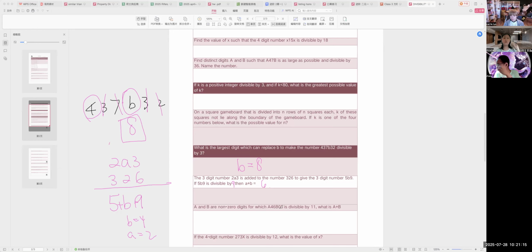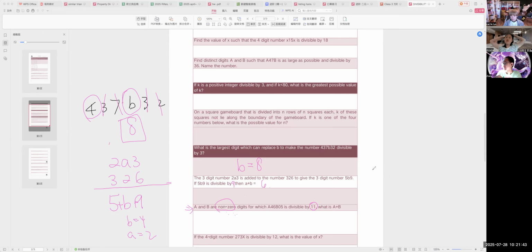Amelia and Zoe, did you get it? Okay, so let's take a look at the next one. A and B are non-zero digits. That means both A and B cannot be 0, for which A6B05 is divisible by 11. Okay, again, Zoe and Amelia, I think you don't know the divisibility rule of 11, right? Amelia maybe knows. Zoe, do you know that? No? So let's take a look at this one, okay?